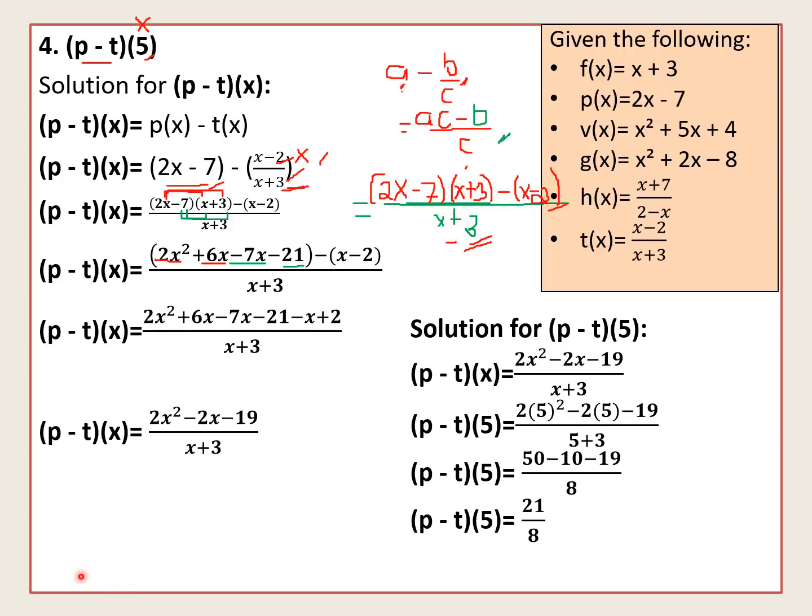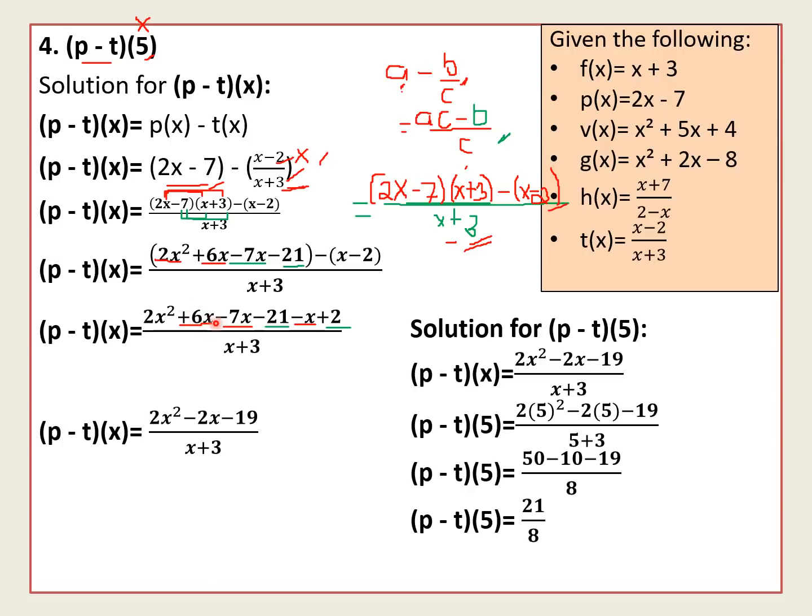Syempre, of course, isi-simplify pa natin yan. Ang pwede nating isimplify dito would be 6x minus 7x and negative x. Tapos, yung next naman would be the constants. Negative 21 and positive 2. Okay, what would be the answer? It would be this. So, bale, magiging 2x, kopyahin lang si 2x squared kasi wala nang ibang terms na pwedeng isama sa kanya. So, p minus t of x equals 2x squared.